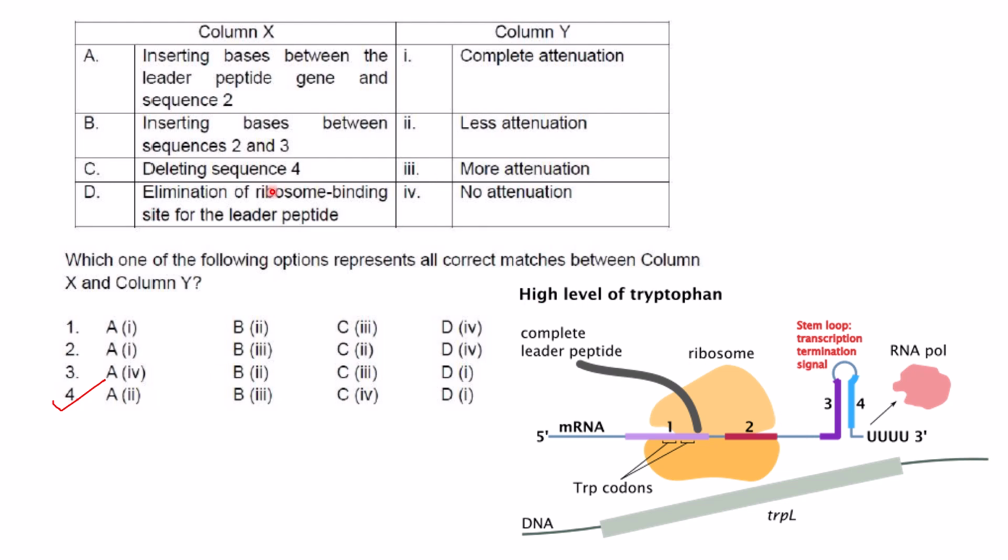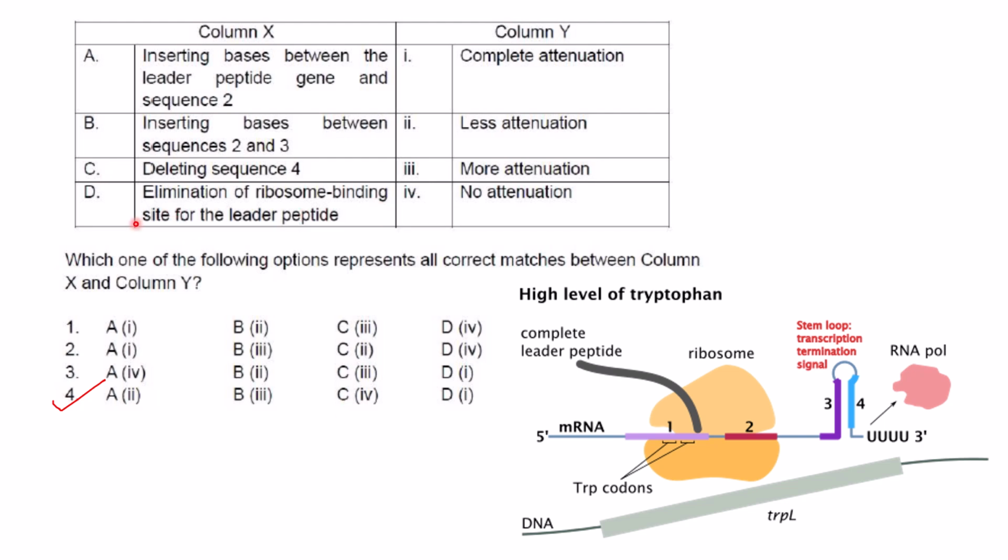Now deleting sequence 4. So termination loop is not going to happen at all. There is no termination loop. 3 is not able to base pair with 4 because 4 itself is not there. How will it base pair and form the termination loop? So there is no attenuation. So C will be 4. No attenuation. So C4.